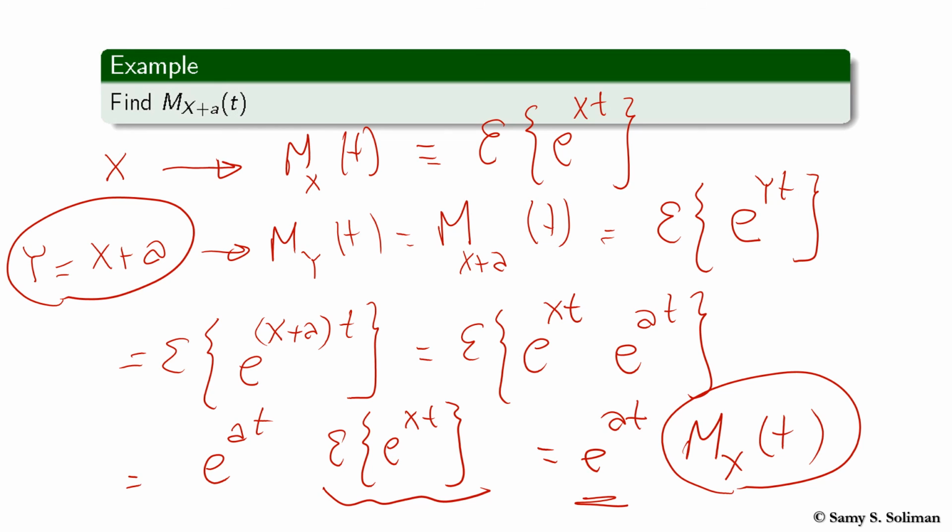And then once we calculate the moment generating function of Y, if the resulting expression is one of the known expressions of a moment generating function, then we can get the probability density function of Y.